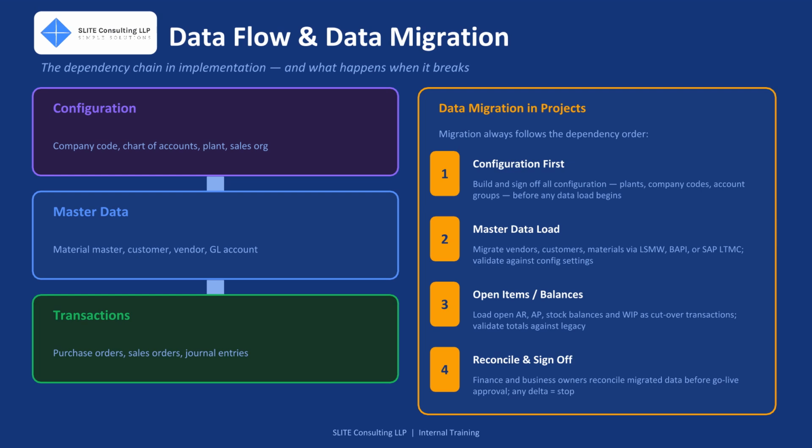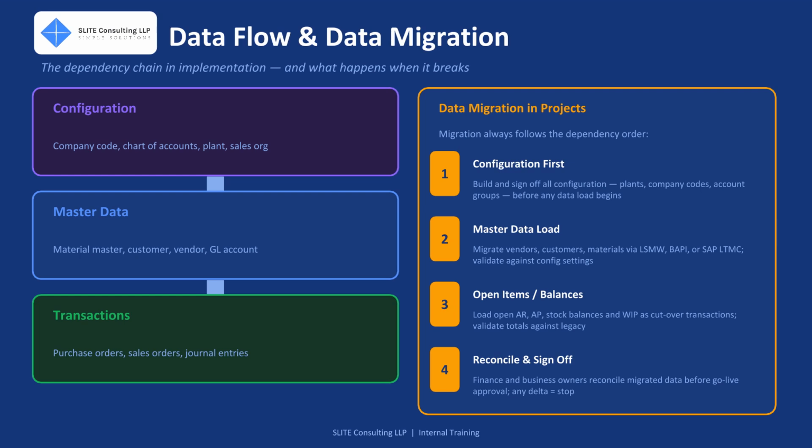Step 2. Master data. Migrate vendors, customers, materials, and GL accounts via LSMW, BOPIS, or SAP LTMC, and validate every record against the configuration that has just been signed off. Step 3. Open items and balances. Load OpenAR, OpenAP, stock balances, and work in progress as cutover transactions. Totals must reconcile back to the legacy system.